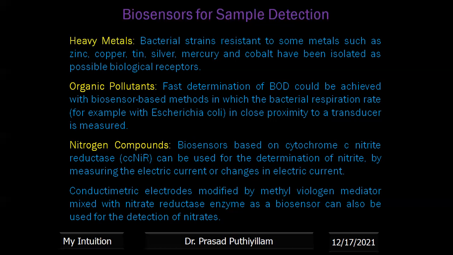Then conductometric electrodes, which are modified with methyl viologens. Viologens are molecules which have two positive charge centers. These are used as a mediator mixed with nitrate reductase enzymes as a biosensor and used for the detection of nitrate. Nitrate reductase enzymes are already available naturally. So making use of that, conductometric electrodes are prepared, and nitrate determination, qualitative as well as quantitative, is possible.